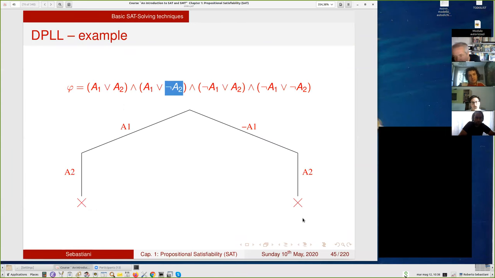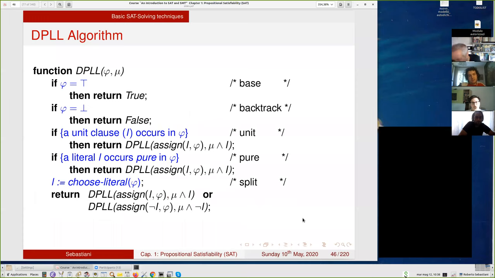Okay. So this boils down to the following algorithm, the DPLL algorithm, Davis-Putnam-Logemann-Loveland, which works recursively as follows. Initially you start from the original formula and you pass the current truth assignment by reference. Initially phi is the original formula and mu is empty.